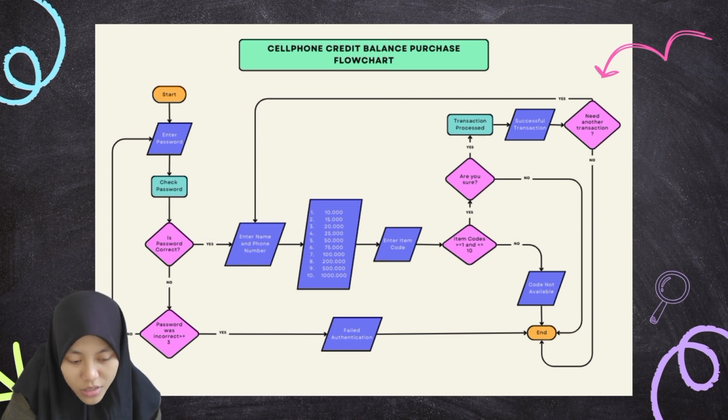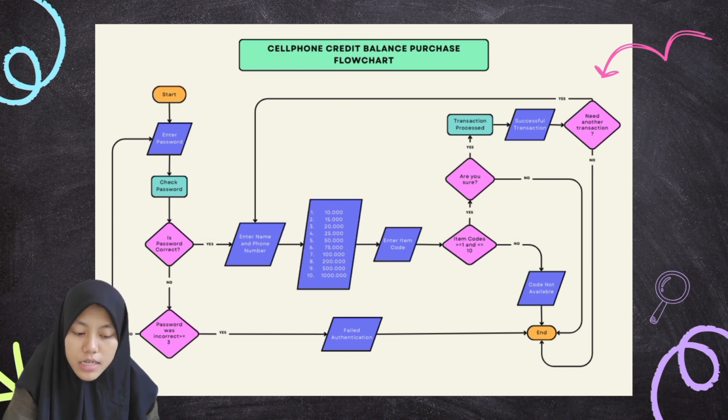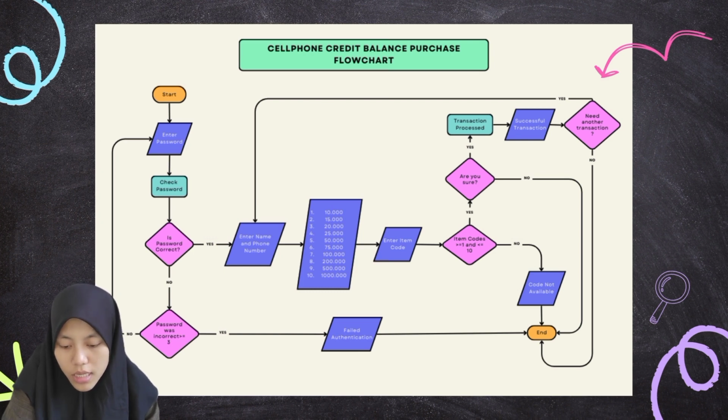However, if the user chooses one of the numbers between 1 and 10, then the user will be asked, is the user sure about the choice? If the user chooses no, then the program will be completed, and if yes, then the transaction is processed. After the transaction is declared successful, the user will be asked again, does the user need another transaction? If the user chooses yes, then the user will be directed to fill in the data again. If the user chooses no, then the program will end.